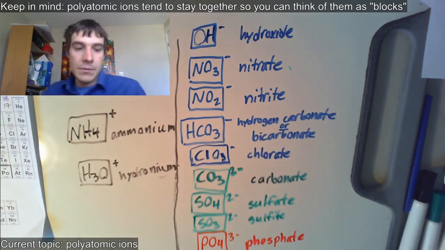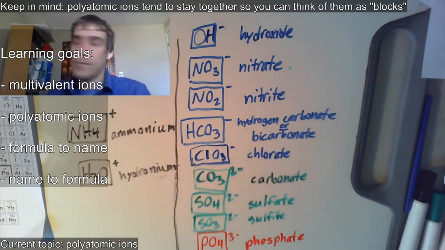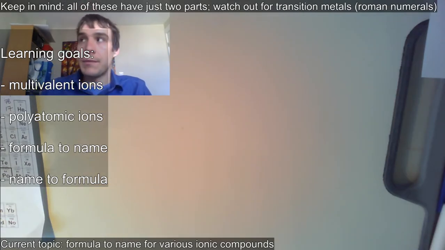So we're going to go to our next topic, which is taking a formula for something that involves polyatomics or multivalence and turning it into a name. I'm going to pause and get that set up. Okay, so we're going to talk about going from the formula to the name for various ionic compounds.